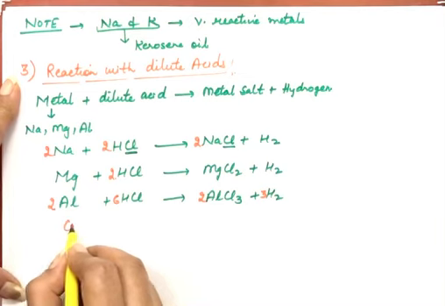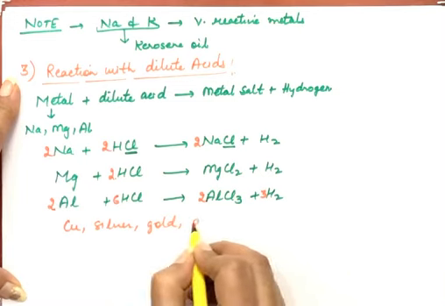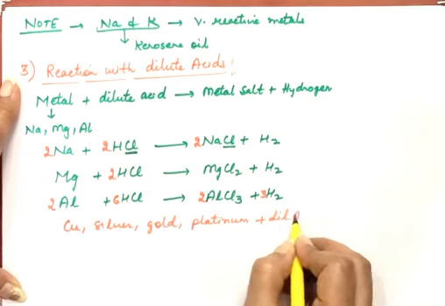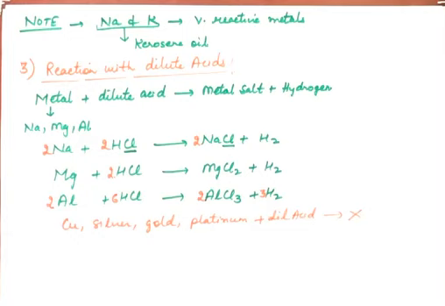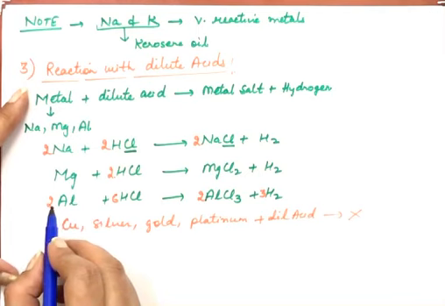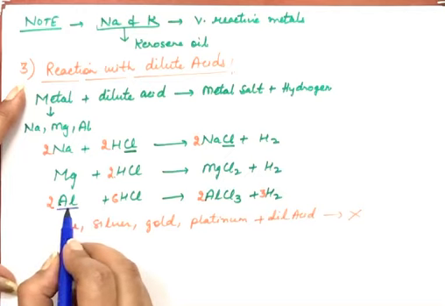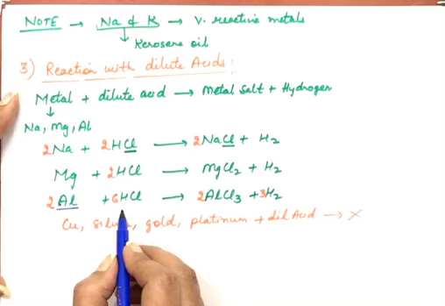And copper, silver, gold, platinum do not react with a dilute acid. For their reaction with dilute acid, you will put a cross here, because they are very less reactive metals. Now we are coming to aluminium. Aluminium's reaction in the beginning is very slow. Again, the reason is that on the surface of aluminium there is a protective, passive aluminium oxide layer. So initially the reaction of aluminium with HCl is also very slow.